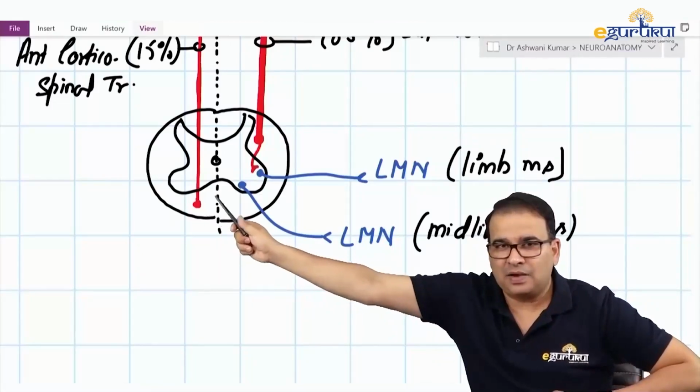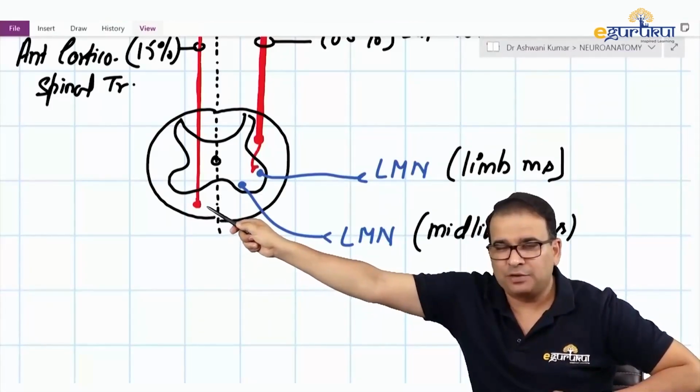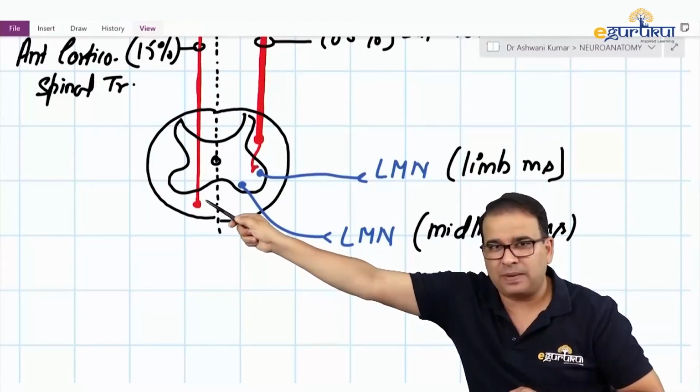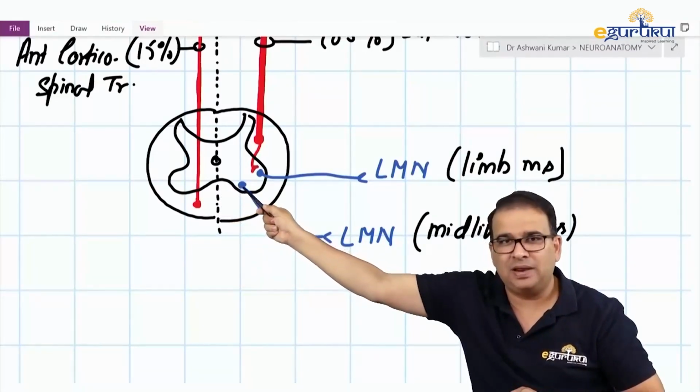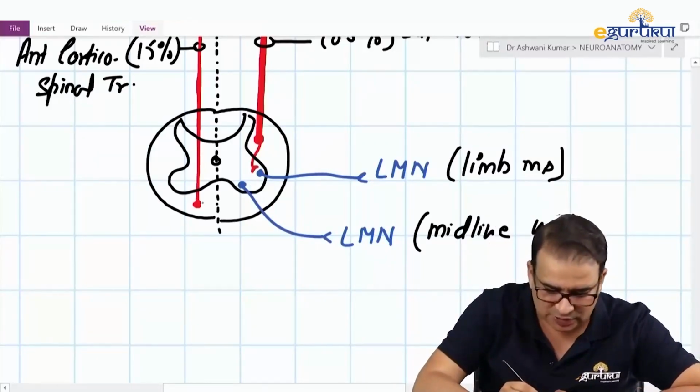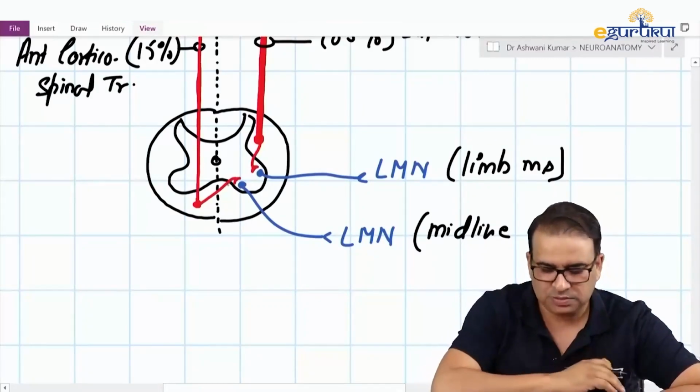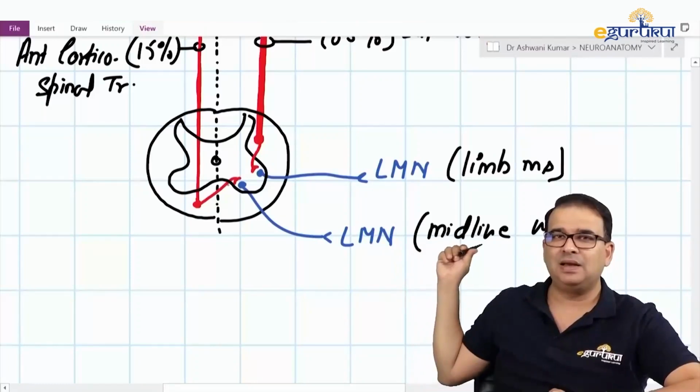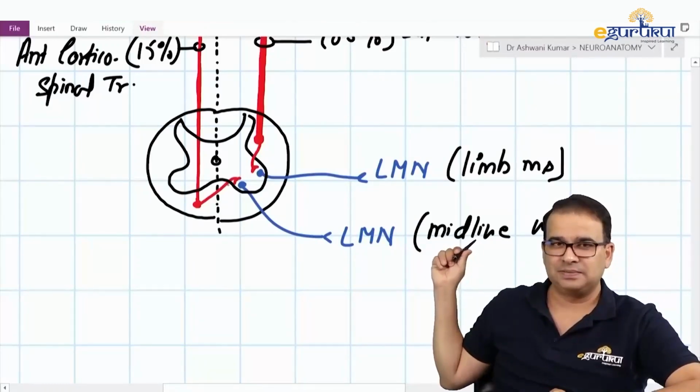Anterior corticospinal tract, what will it do? It will decussate at the level of the spinal cord. If it decussates at the level of the spinal cord, obviously it is easy for them to reach the medial one. So they will decussate at this level, and then they will relay to this medial group of nuclei, which is going to supply the midline or axial muscles.